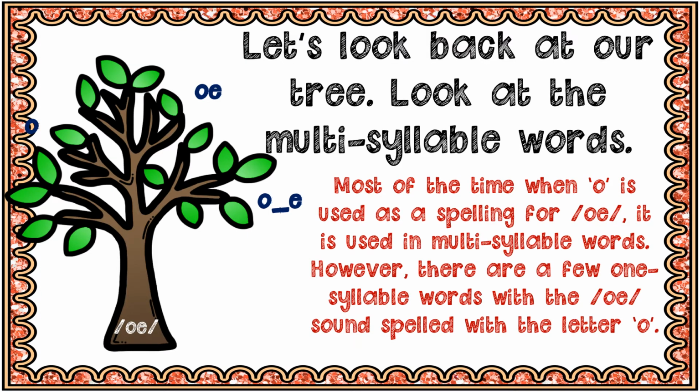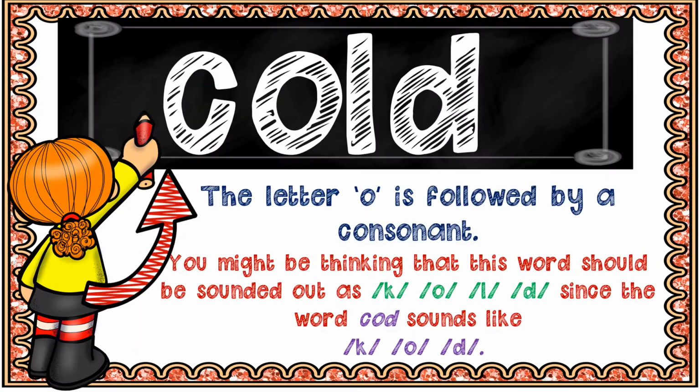Let's look back at our tree. Look at the multisyllable words. Most of the time the O is used as a spelling for O in multisyllable words. However, there are a few one-syllable words with the O sound spelled with the letter O. So there are always some exceptions.